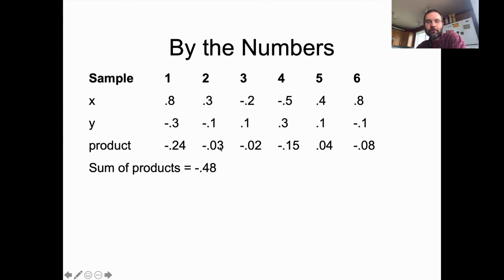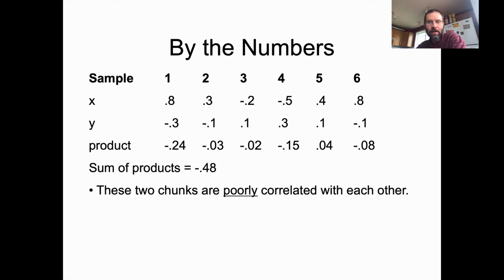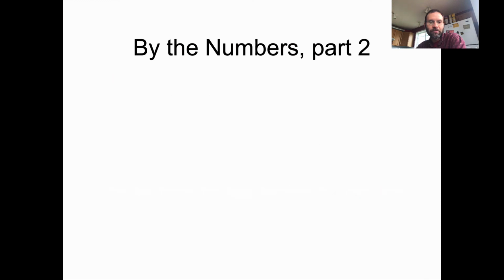So negative 0.24 plus negative 0.03, and so on. All of these 6 products add up to negative 0.48. That's the R value for this particular combination of windows. That's negative, and like I said, we want R to be big to give us a good match. So that doesn't seem to be moving in the right direction if we're in negative territory when we get the dot product for those two.